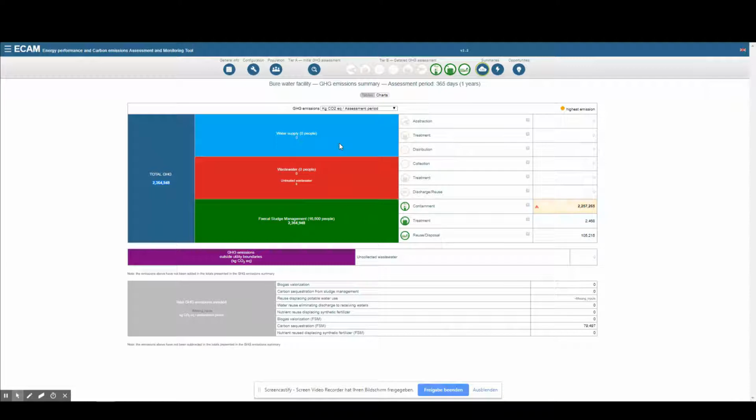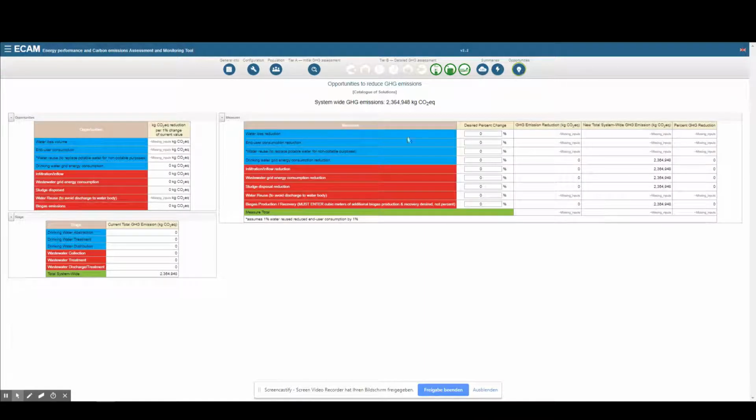So we have just left task B. Think about ways to reduce the greenhouse gas emissions. The first look, of course, you can think about some opportunities, what we can do, for example, valorize biogas or sequestrate carbon. And as I showed you in the previous tutorials, we can just go to the opportunities page and see what values we can change to reduce our greenhouse gas emissions in our system.